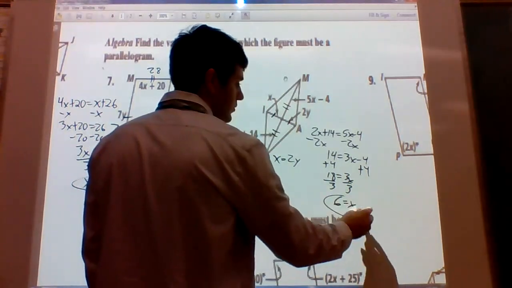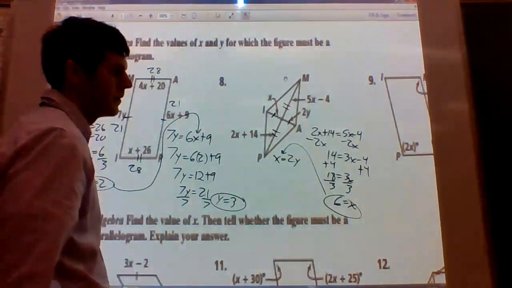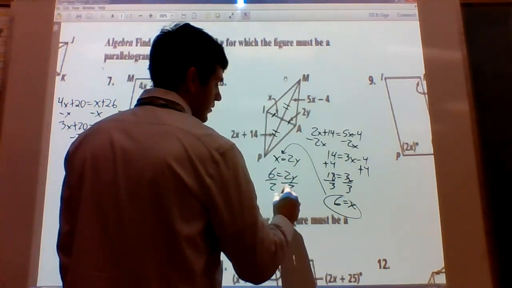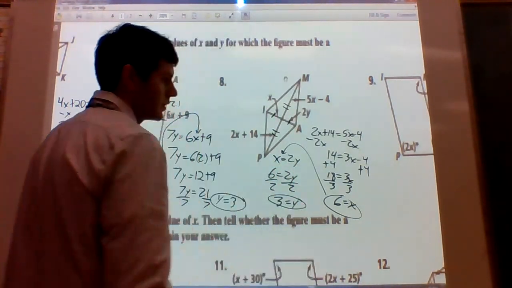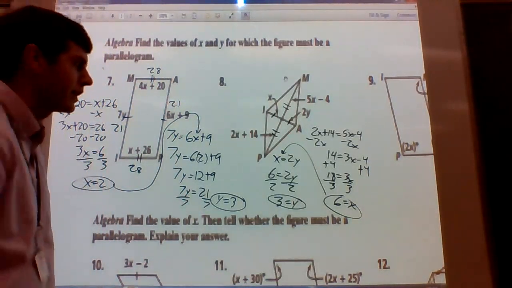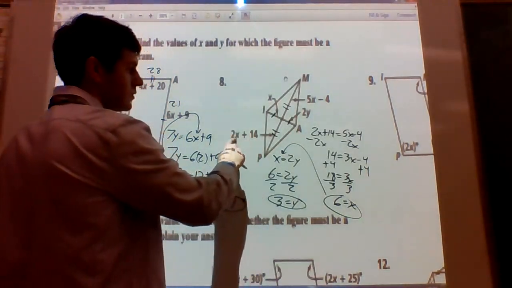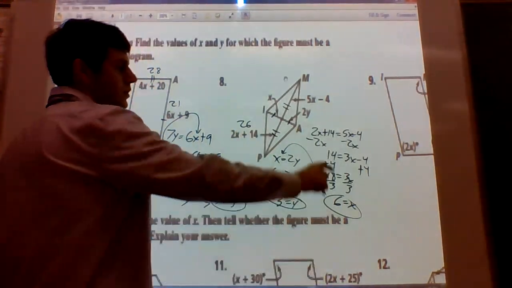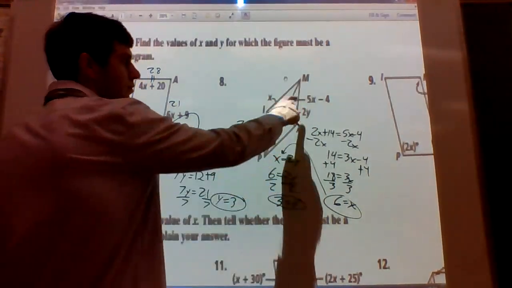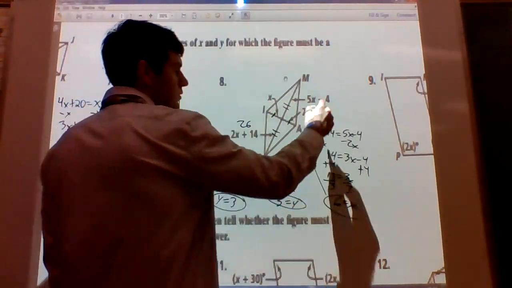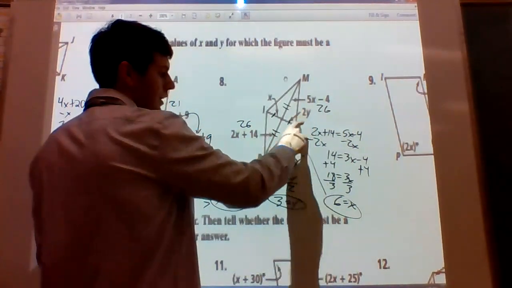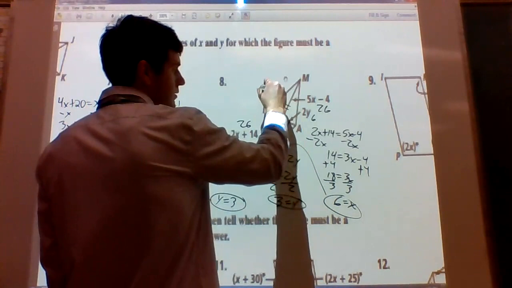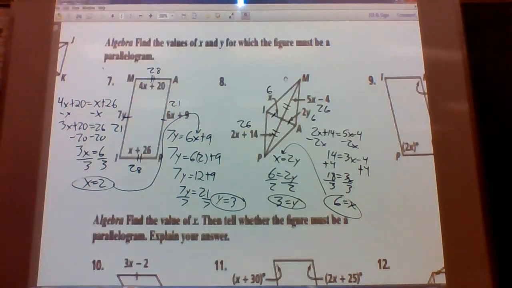We can then substitute that into our other equation. So 6 equals 2y. Divide by 2. 3 equals y. So x is 6, 3 is y. We can double check by substituting that in. 2 times 6 plus 14. So 2 times 6 is 12. 12 plus 14 is 26. So this one had better be 26. 5 times 6 is 30. 30 minus 4 is 26. 2 times y, so 2 times 3 is 6. And then we know x is 6. So we know we have the correct answers.